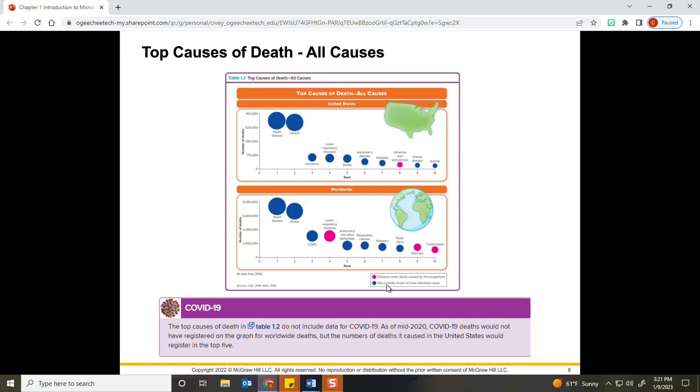The ones in blue are not currently known to have an infectious cause, meaning it's caused by a microorganism that can be spread from one person to the next. But I think this is interesting to see here because we see that the top causes of death in the United States for infectious diseases is relatively low. The most common cause of infectious disease death in the United States is influenza and pneumonia, compared to the world, which is going to include lower respiratory tract infections, diarrhea, and tuberculosis.